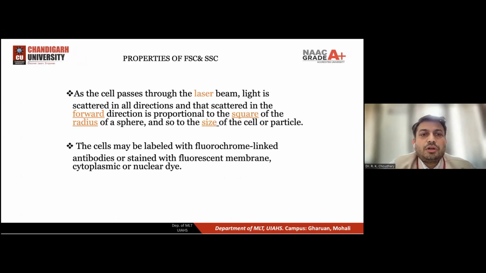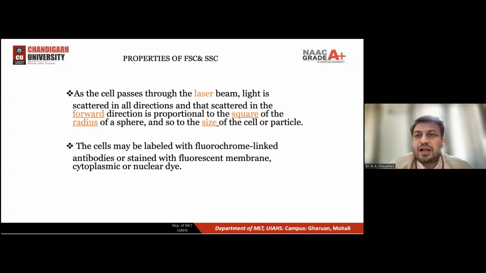So all the cells pass through the laser beam. What are the properties of this? As the cell passes through the laser beam, light is scattered in all directions, and the light scattered into the forward direction is proportional to the square of the radius, that is, to the size of the cells or particles.